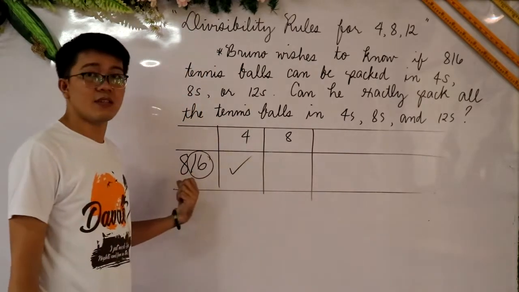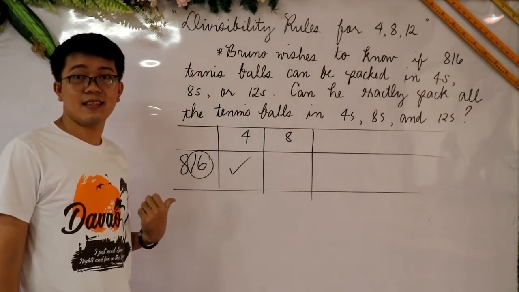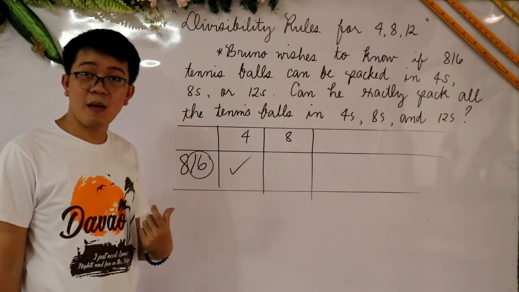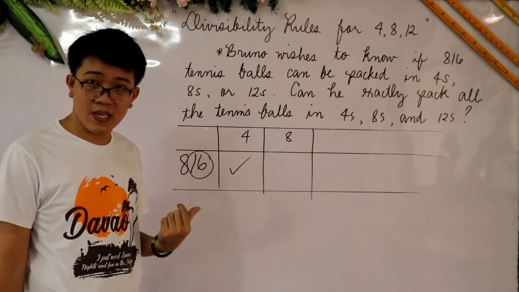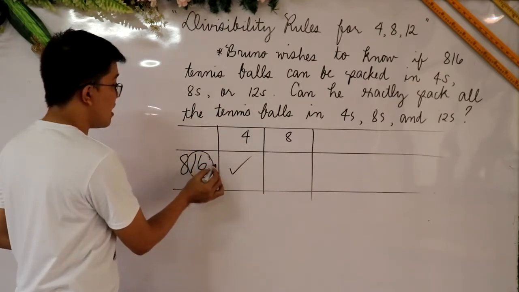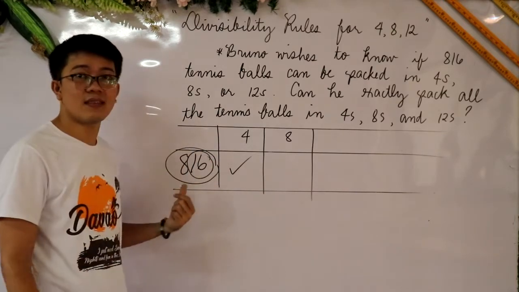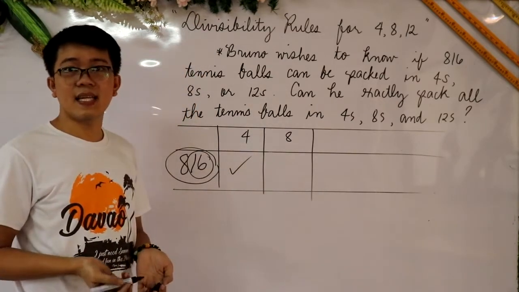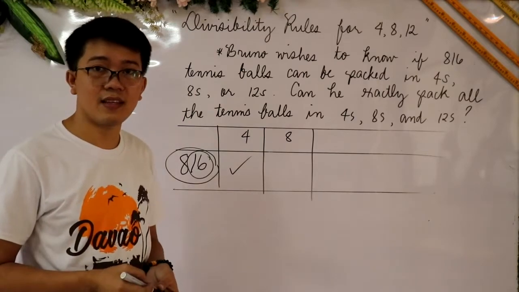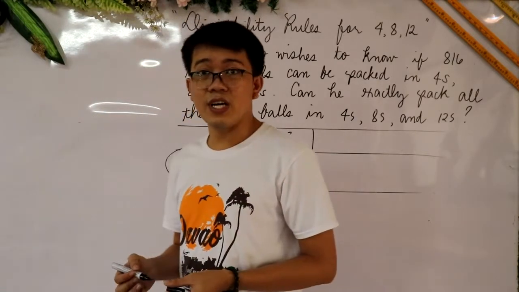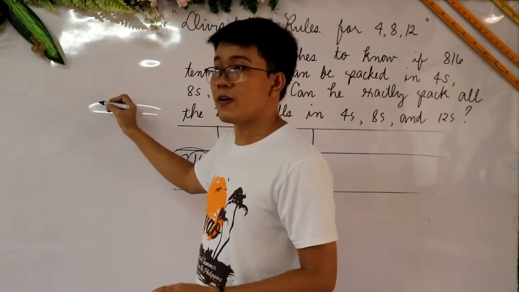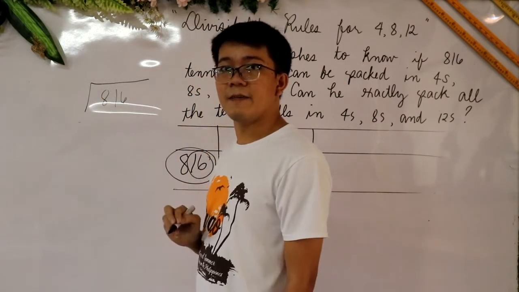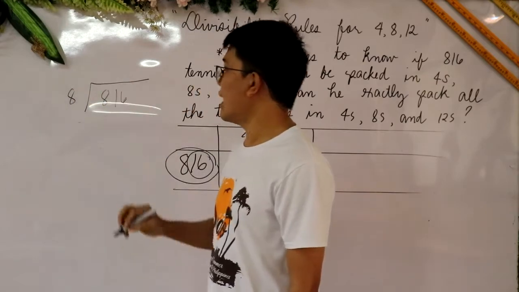What are the last 3 digits? That's the condition in 8, right? Check the number formed by the last 3 digits. What is the number formed by the last 3 digits? It's 816. I know that it's a little tasky because you still have to divide it using vertical division. Let's start. 816 divided by 8. Let's begin.